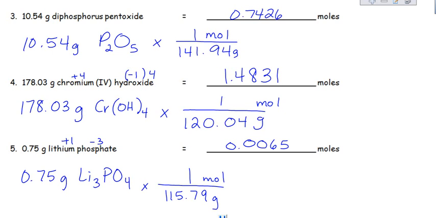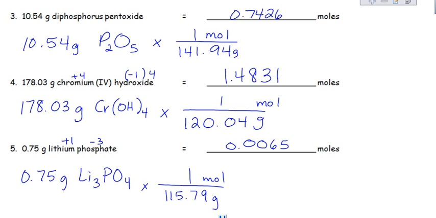Diphosphorus pentoxide is one of those covalent compounds. You don't need charges. You can just use the prefixes to find the ratio. P2O5. 2 times phosphorus plus 5 times oxygen. You do not need to show me work on how you calculated the molar mass. Just show me the proportion with the molar mass you used and your original formula. We divide. The original had 4 sig figs, 0.7426 moles. Not bad, huh?